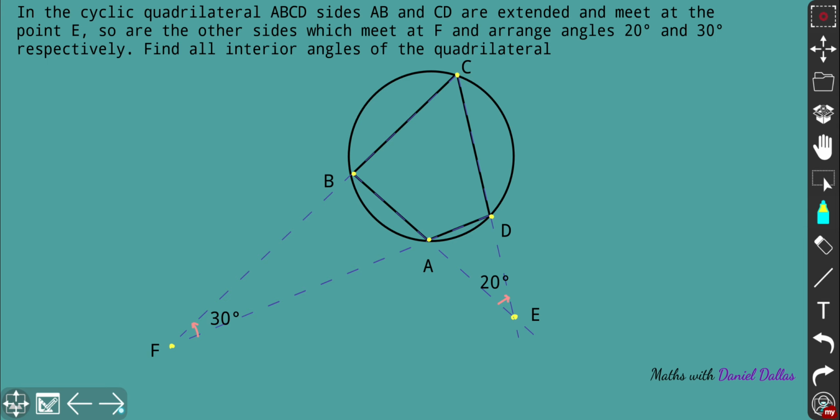Here's the problem. You have the circle, you have a quadrilateral inside, and you have the sides BC and CD extended, and AD is also extended, as well as BA, so that you see their range intersection in one common point F, and for those sides, they intersect in the common point E. You're also given the angles 30 and 20 degrees, and you need to find all interior angles of that quadrilateral A, B, C, D. Grab your pens, grab your notes, and let's get started.